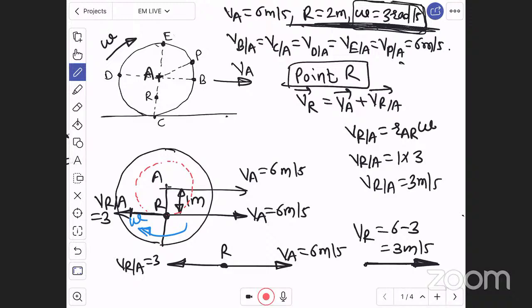So let us solve this question with the help of instant center. Instant center is nothing but the point where velocity is 0. We have calculated that the velocity is 0 for point C, which is the point of contact between wheel and ground. Therefore point C is the instant center. Now we are going to see the significance of instant center, and how to solve this problem with its help.